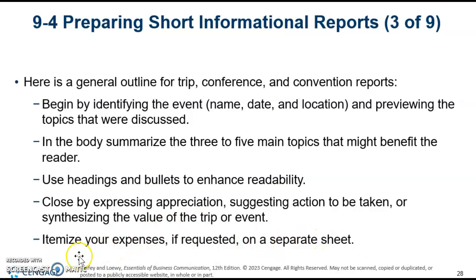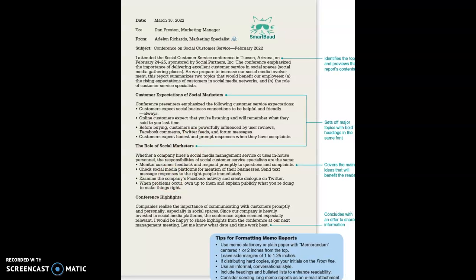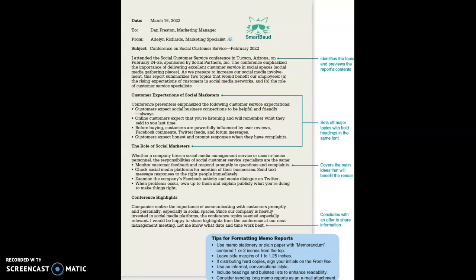I'm going to show you Model Document 9.3 to show you what a sample of a conference report looks like. So here is the conference report, and it looks very similar to the business report that we looked at earlier, the informational report. Here's the topic. You can see the location, the date, and then kind of tell them what the report would be about, and see how it sets off major topics with the bold headings. And so they did 2 main areas here, points, and then they used the bullets.